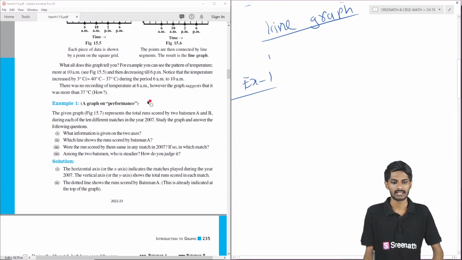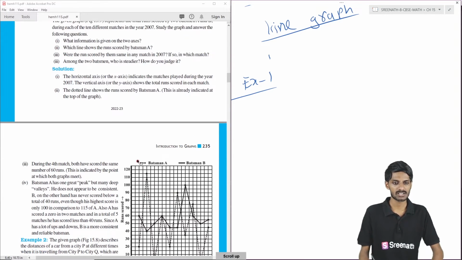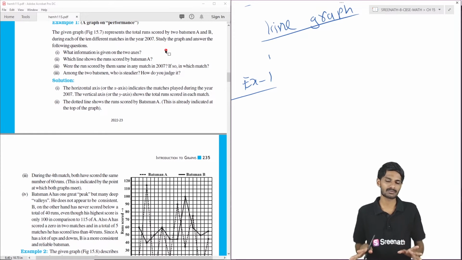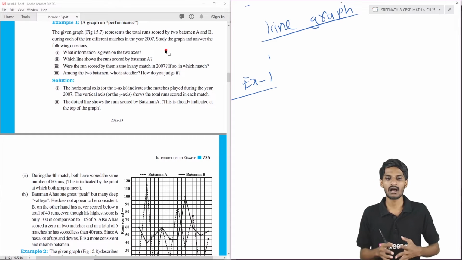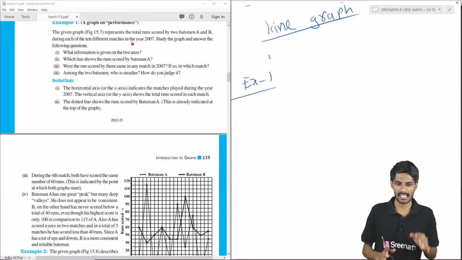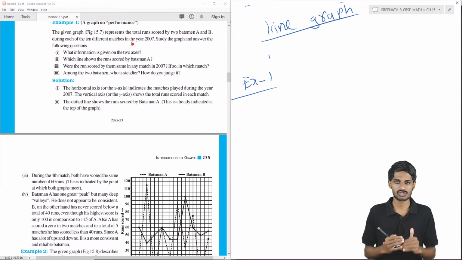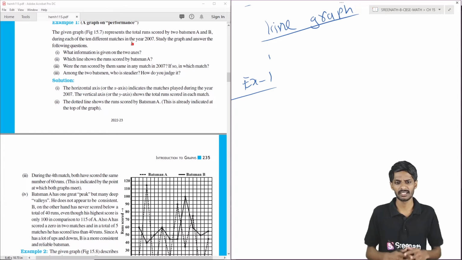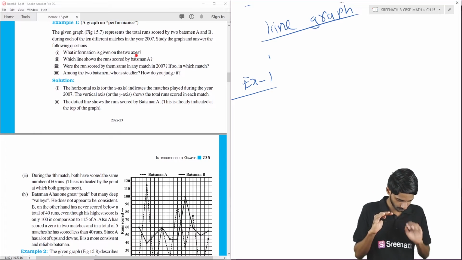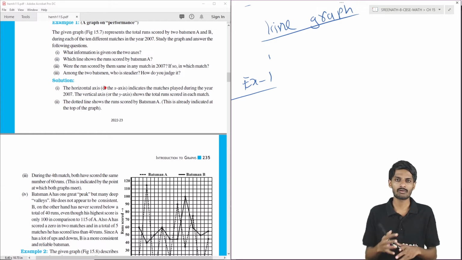Example 1, a graph on performance. Here the graph is given, students. What is the question? The given graph represents the total runs scored by two batsmen, batsman A and batsman B. How many runs they scored in a particular year, 2007, in 10 different matches. So we have to study the graph, and after studying it, answer these questions.